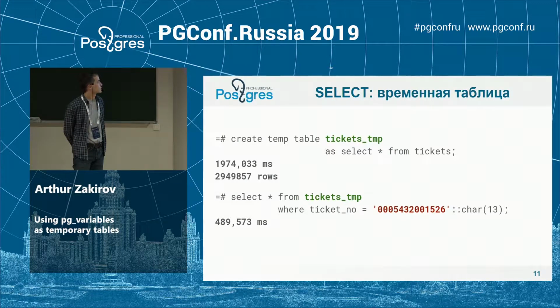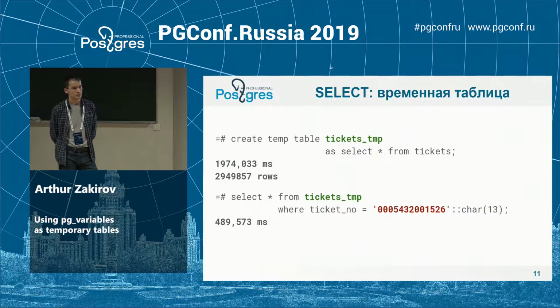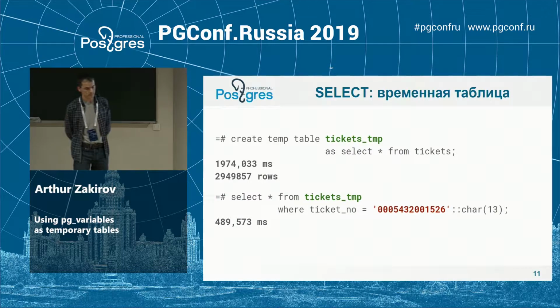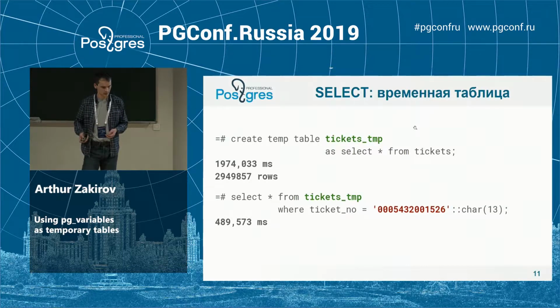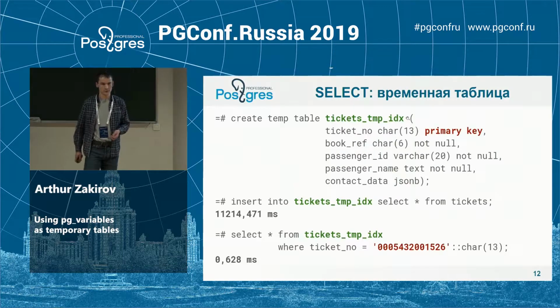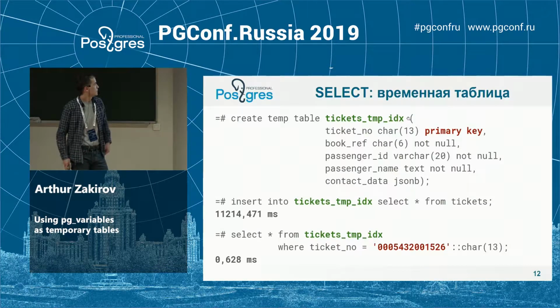And additionally, with the temporary table, we create and fill in the data in 2 seconds, but not in 3.5 seconds. But the search is made in unfair mode, because there is a key in PG variables that allows to make the search more rapid, and we can take an index in a temporary table.